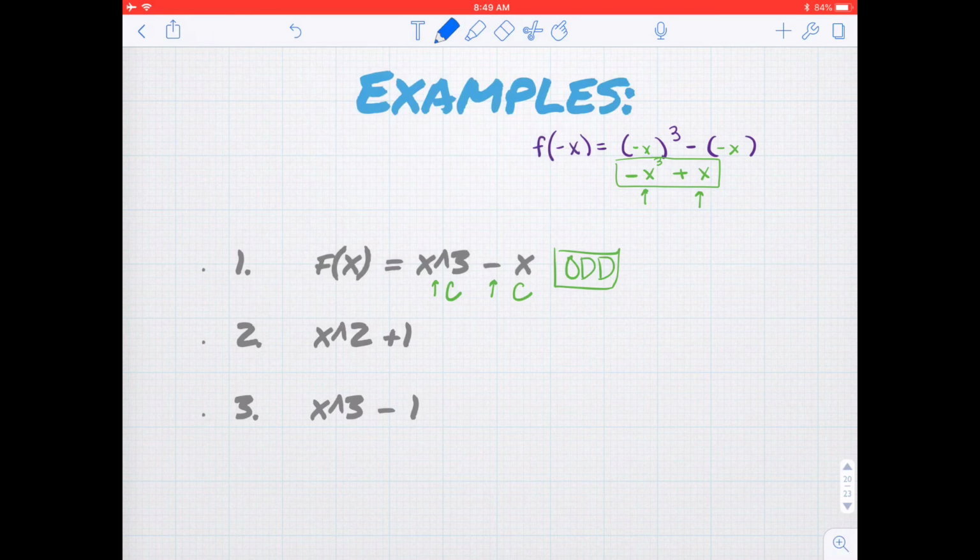When I look at my second example, and I want to evaluate at negative x, I have x squared plus 1, and in for x, I'm going to plug in negative x. Well, that's going to make a positive x squared plus 1. So it started out as a positive and it ends as a positive, so that's the same. It started out as a positive, ended as a positive, so that's the same. If I get the exact same equation, then I am even.